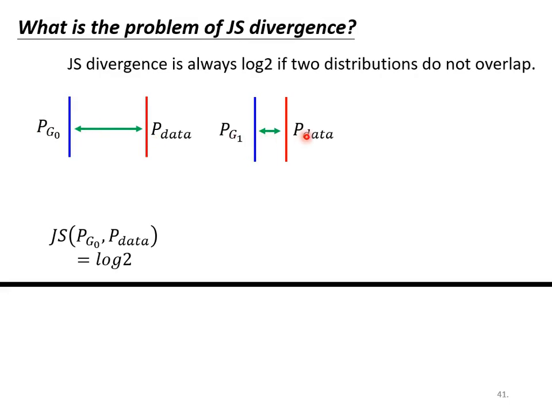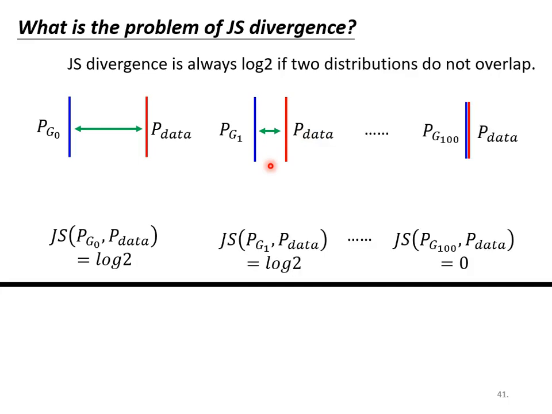Suppose your PG is quite close to P data. The interval between them is relatively small. The result is still log 2. Unless your PG overlaps with P data. Otherwise, as long as the PG and P data are two straight lines, and the two lines do not intersect, then it's log 2. In this case, it is log 2. In this case, it is still log 2.